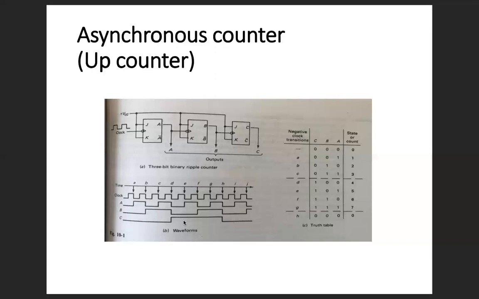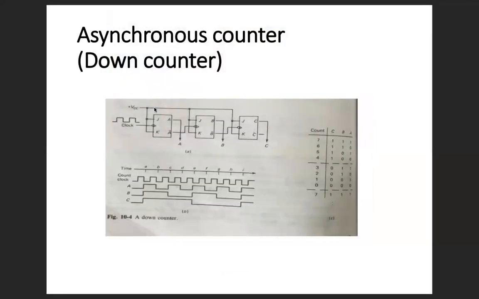Now let's look at the asynchronous counter, that is the down counter. So this is the circuit for the down counter. If you give your clock to the successive flip-flop through the complement, that is A bar to the second flip-flop, and from complement B bar to the third flip-flop, then such a type of circuit diagram is known as a down counter, asynchronous down counter.